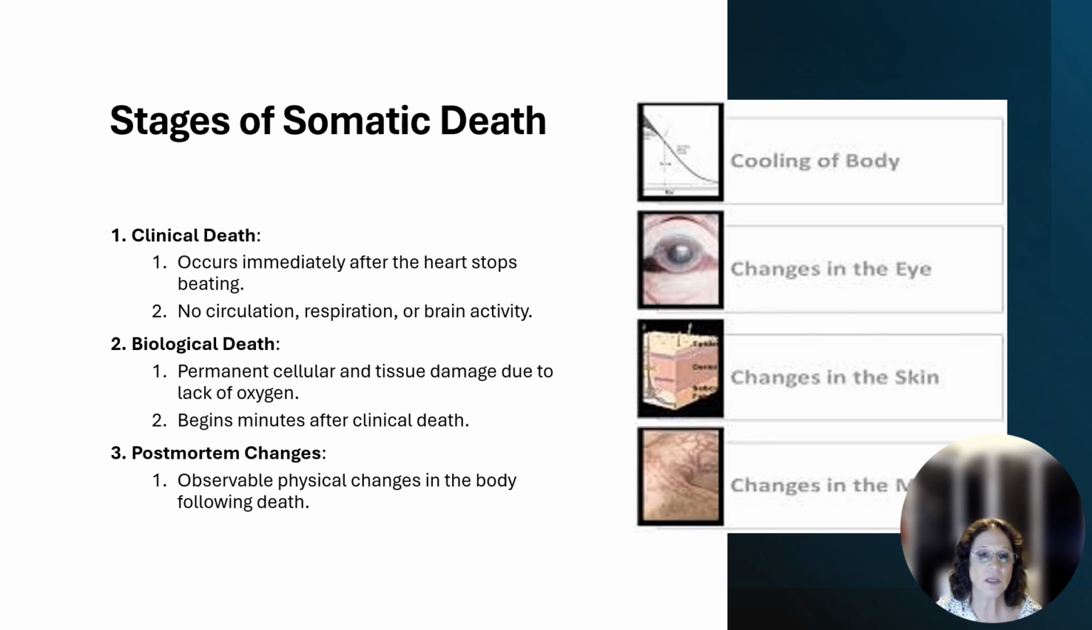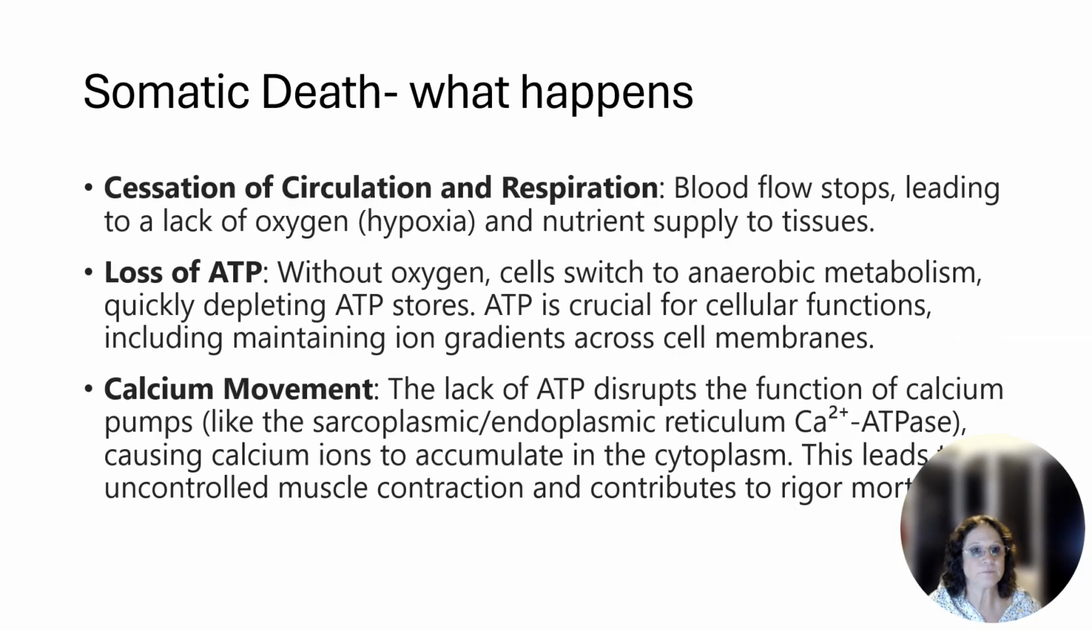Clinical death occurs immediately after the heart stops beating, where there's no circulation, respiration, or brain activity. Biological death happens when there's permanent cellular and tissue damage due to lack of oxygen, and this begins minutes after clinical death. The post-mortem changes are the observable physical changes that happen in the body after death. And this is going to be things like cooling of the body, changes in the eyes and the muscles and the skin. And we're going to talk about those in depth. And I have some creepy pictures for you too.